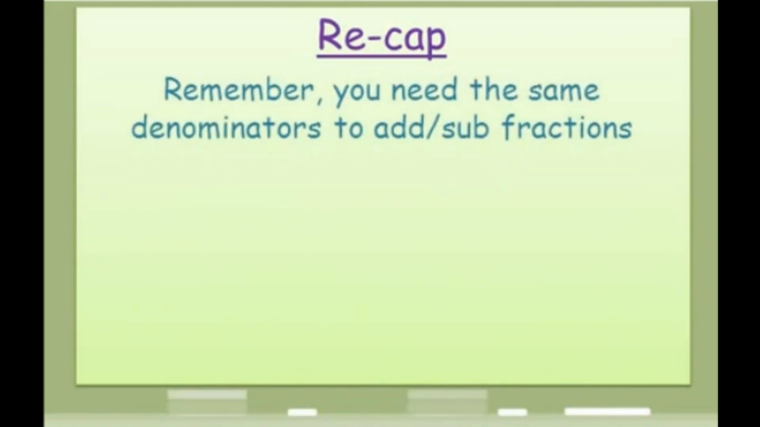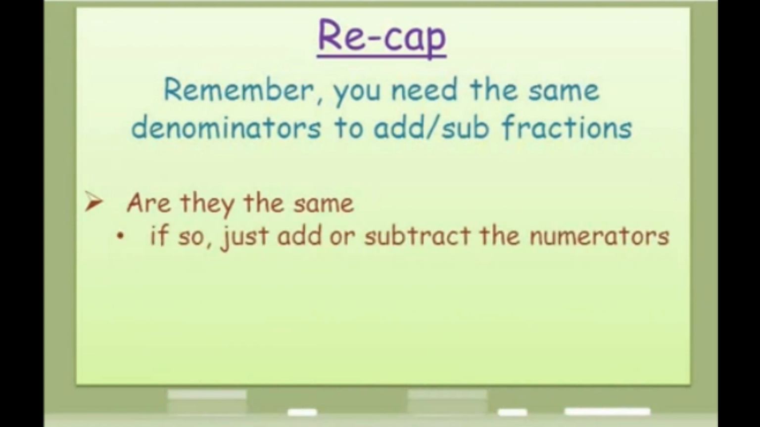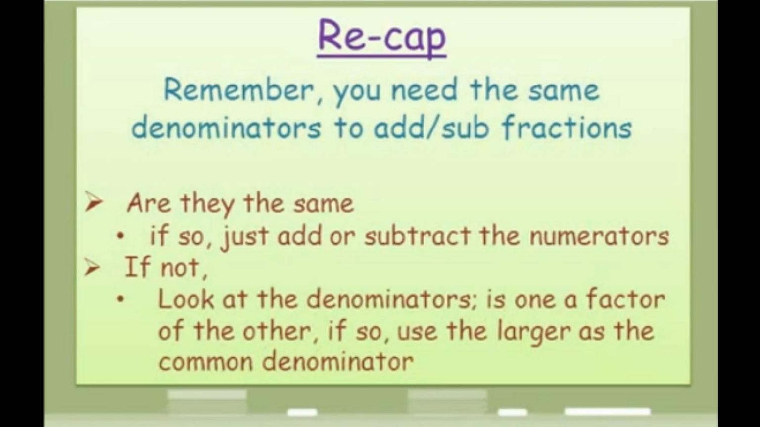Let's recap what we've learned today. Remember, you need the same denominators in order to add or subtract fractions. That is the rule for adding and subtracting fractions. You always have to have a common denominator. So you're going to ask yourself, are the denominators the same? If so, you just simply have to add or subtract the numerators. Easy. If not, you're going to look at the denominators and you're going to ask yourself, is one a factor of the other? If so, use the larger denominator as your common denominator. It'll save you a little bit of work.